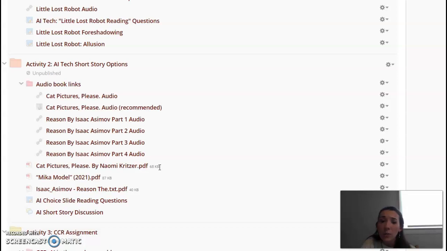So if you do not want to read those kinds of pieces of literature, I would recommend avoiding Cat Pictures, Please, and picking one of the other options. Now, Mika Model also has some adult topics. It does not contain things like suicide and sexual identity, but it does contain some adult concepts of sexual actions. So if you are trying to avoid that, avoid Mika Model.